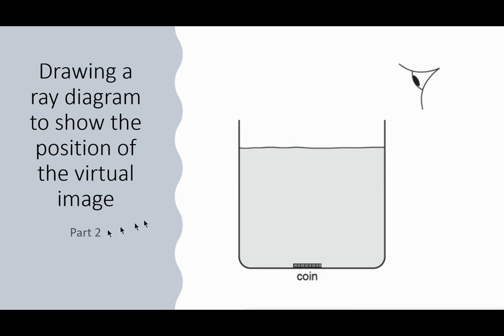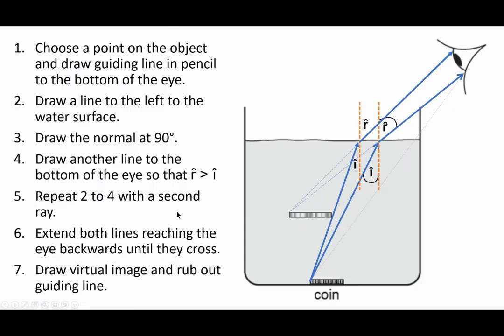We had looked at this one before, but now this is part two, because we're going to look at the second part of the question that came from the 2021 exam. So in the first part, we looked at how to draw a ray diagram to find where we would see the coin. Remember, light changes direction if it goes from, say, water to air, because it goes at different speeds.